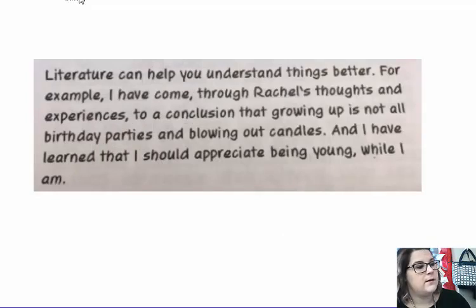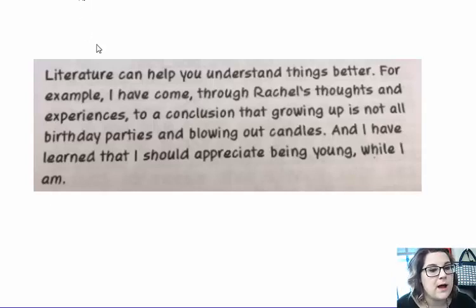And last one here. Literature can help you understand things better. For example, I have come through Rachel's thoughts and experiences to a conclusion that growing up is not all birthday parties and blowing out candles. And I have learned that I should appreciate being young while I am. Again, look at that ending line. It's one last tidbit, applying her thesis to life in general, talking about the story in the beginning of the conclusion here.